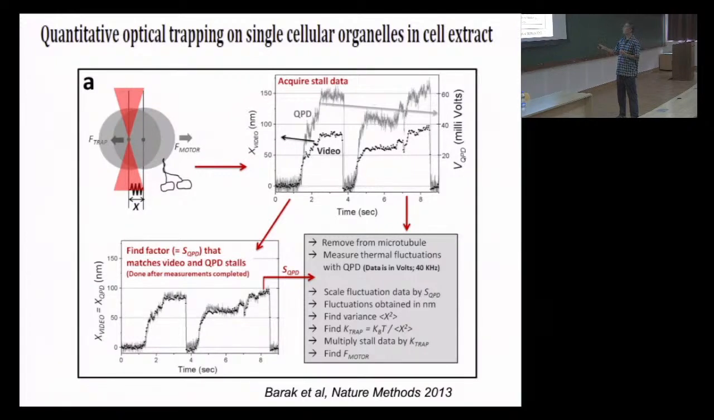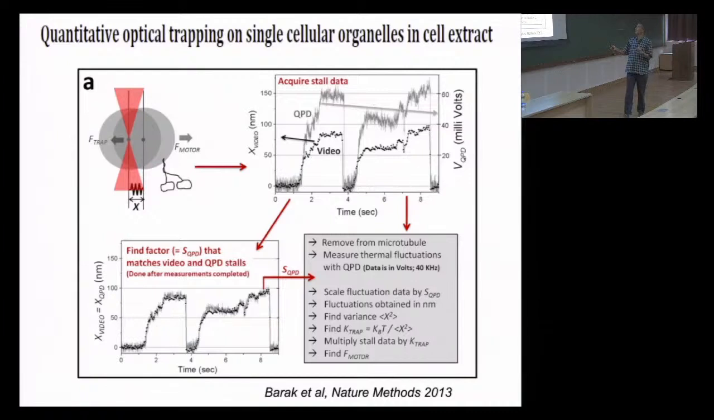Now you generate these kinds of stalls, but you measure these stalls by a video, which is by a camera simply, and also in a quadrant photodetector. Remember that in a quadrant photodetector, you can measure the displacements much faster. But in a camera, you cannot measure it that fast because the camera is slower.